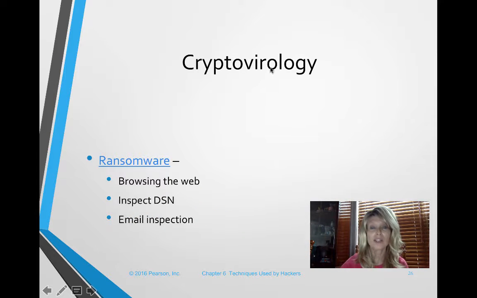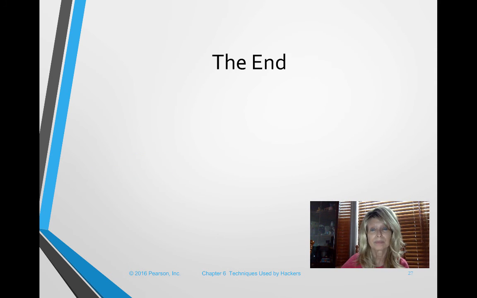Crypto virology, easy to say, is ransomware. That's one of the things that falls into that. It's browsing the web. It's demanding money. There are different ways that you can do it. One of the favorite ways is that they like to take over a database or a group of files. They like to then encrypt them, and they tell you that unless you give them money, they're encrypted and you're never going to see that data again. So that's very dangerous. And that's the end.